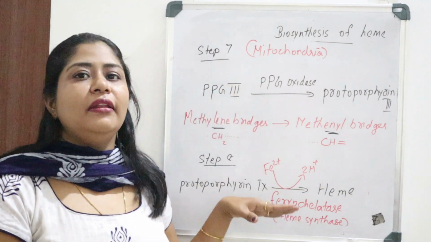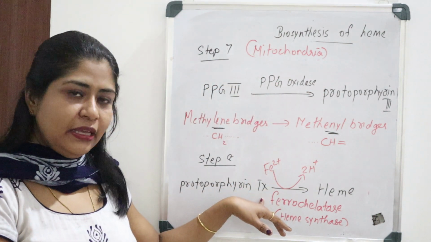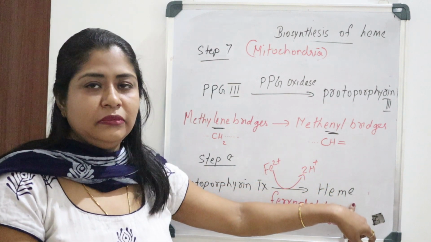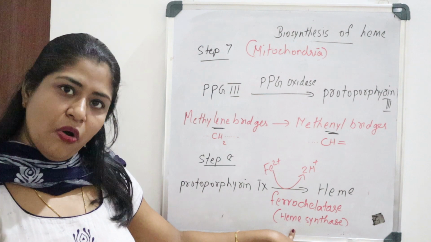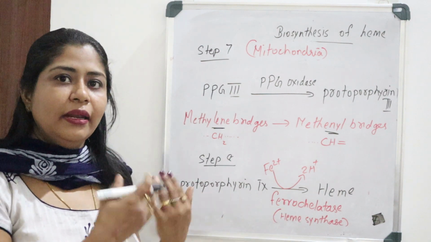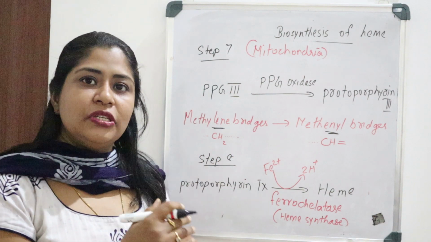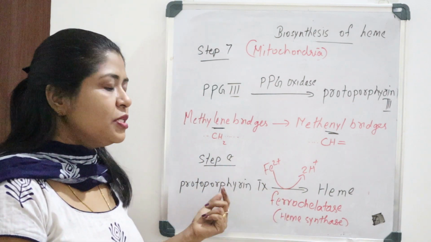And coming to the final last step, that is protoporphyrin 9 or protoporphyrin 3, it is converted to heme. So there comes the enzyme heme synthase or ferrochelatase. We can say ferrochelatase, we can say heme synthase. Because here in the last step the addition of iron occurs. So we saw iron Fe2+ is added to this protoporphyrin.